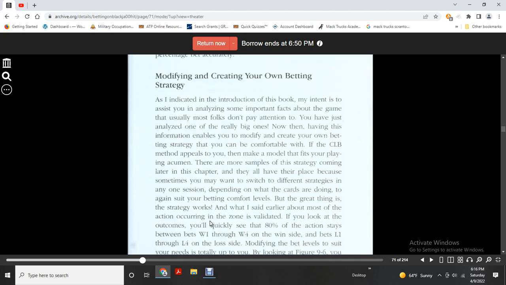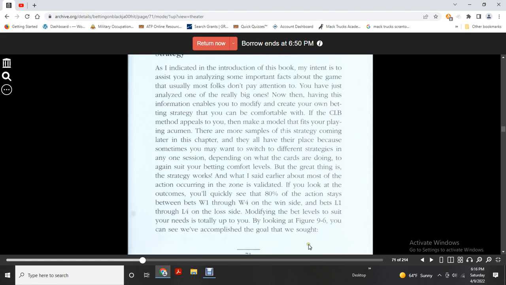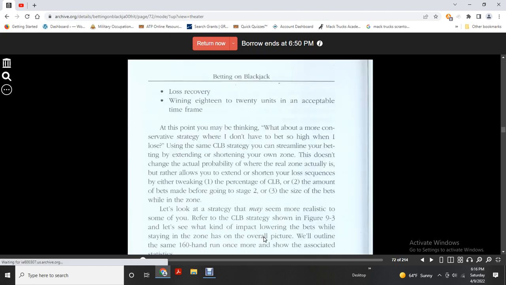But the three great things in this strategy work as I said earlier. Most of the action occurring in the zone is validated by the outcome, and you quickly see 80% of the action stays between the bets W1 and W4 on the winning side, and bets L1 through L4 on the losing side. Modifying the bets to the level that suits you is totally up to you, but look at figure 9.6. You can see the accomplishment of the goal that we sought: loss recovery, and winning 18 to 20 units in an acceptable time frame.